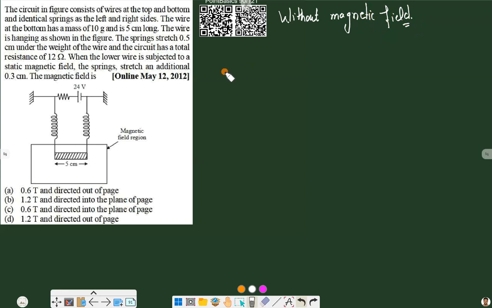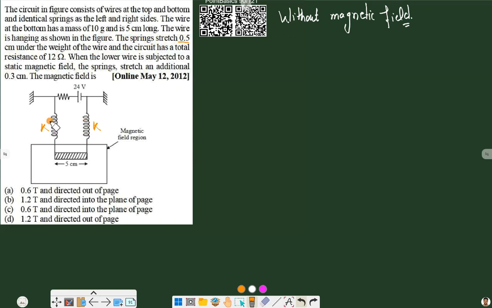So in this case, it is mentioned that the spring stretches by 0.5 centimeter under the weight of the wire, and as we can see, these two springs are in series. Suppose the spring constant of the first is k, then the second is also k, because both are identical, and they are stretched by an amount a, that is 0.5 centimeter.